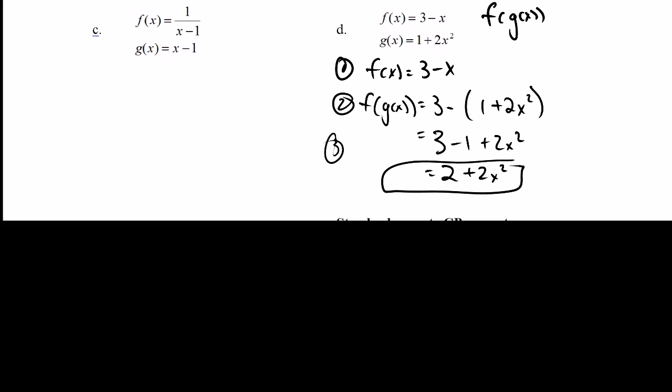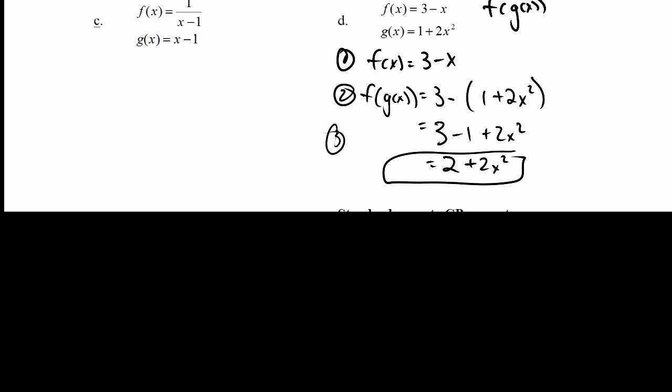So now if we wanted to do, let's say, g of f of x of this one, we would find our parent function. Parent function is our g. It's on the outside, so g of x is equal to 1 plus 2x squared. We're going to replace all our x's with f of x. So it's 1 plus 2 times 3 minus x squared.